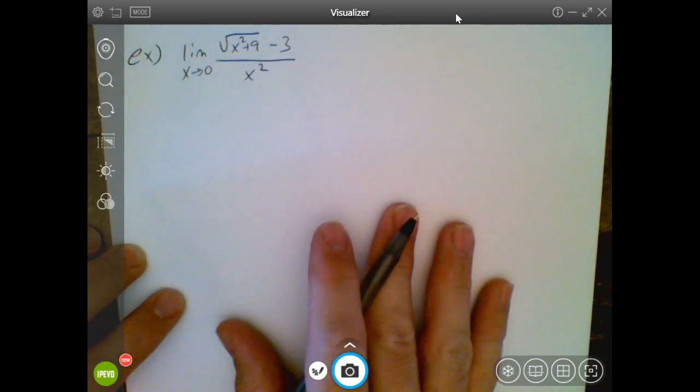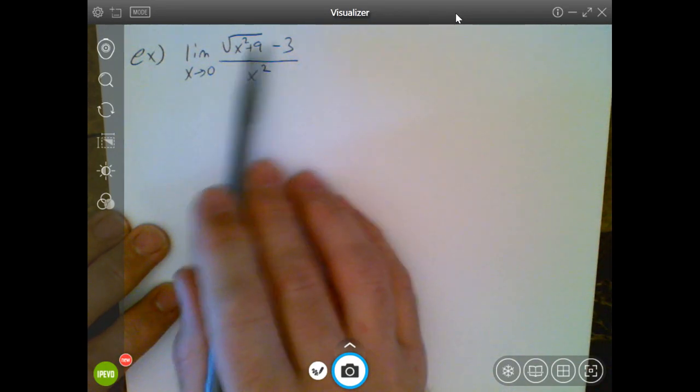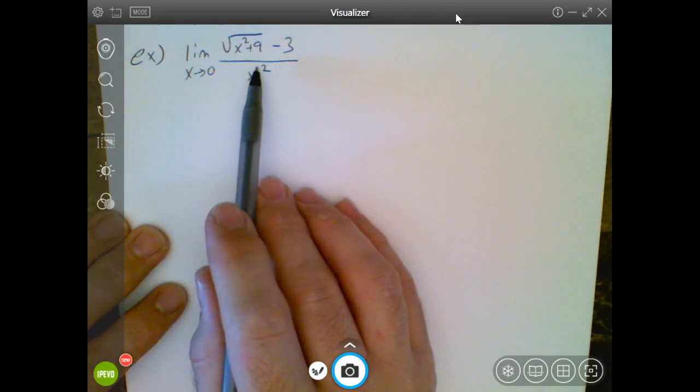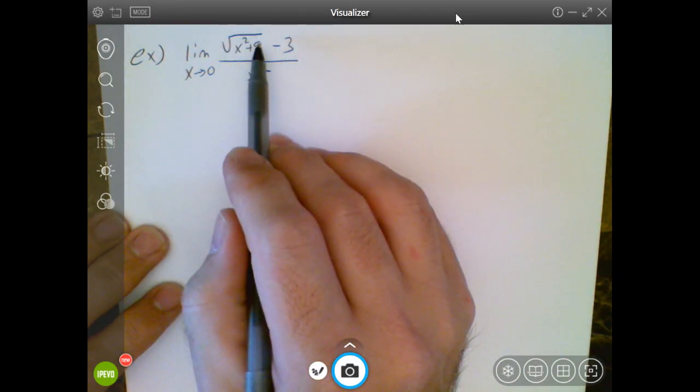Hey guys, here's that example that we didn't have time for in class, the one involving the square roots. You can't factor this. There's nothing we can really expand. We certainly can't plug in zero. So what we have to do is multiply by the conjugate.